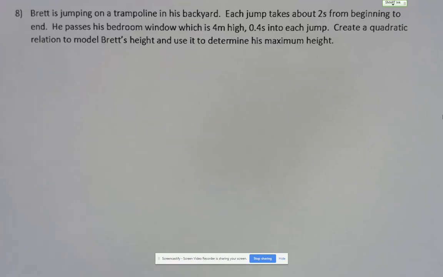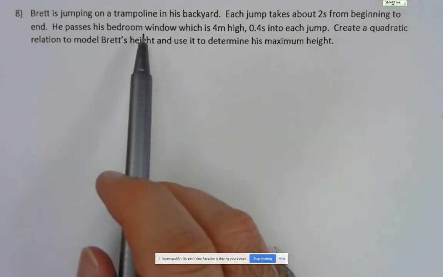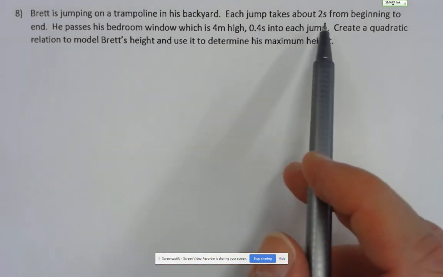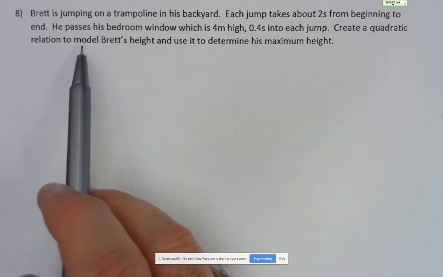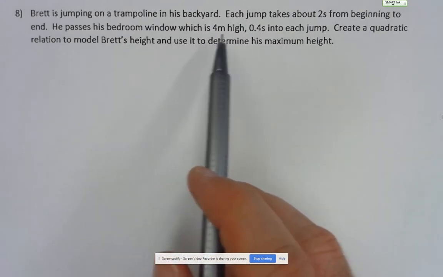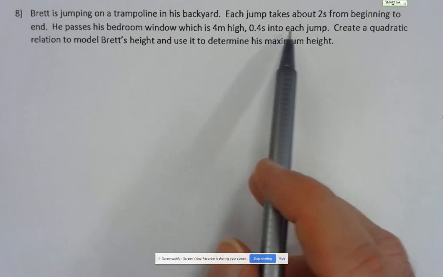Hi folks, this is number 8 from the Unit 7 review assignment. So let's see what's going on here. Brett is jumping on a trampoline in his backyard. Each jump takes about 2 seconds from beginning to end. He passes his bedroom window, which is 4 meters high, 0.4 seconds into the jump.